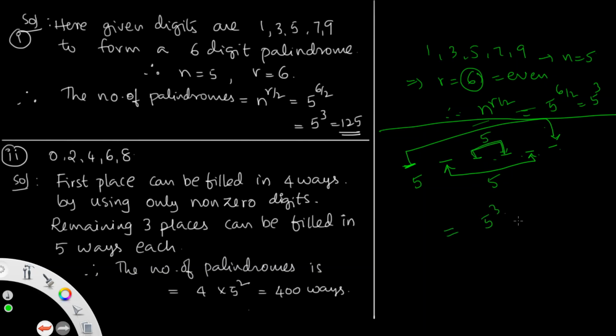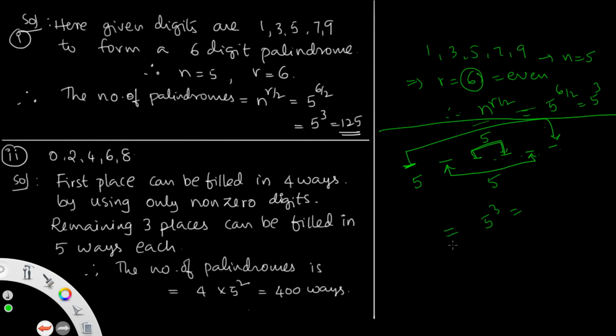In this way also we can get the number of palindromes, with a similar concept, but the question is given by using n to the power of R by 2 or this way. Anyway, you can get the number of palindromes.